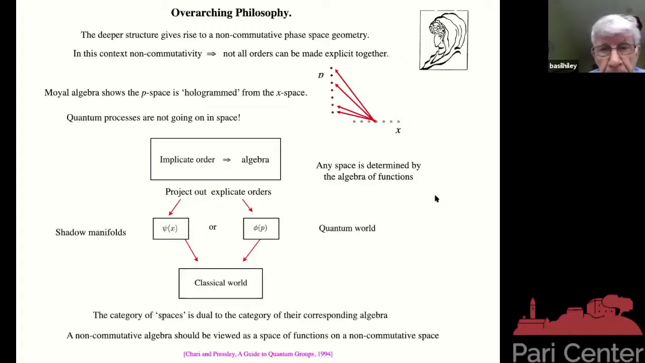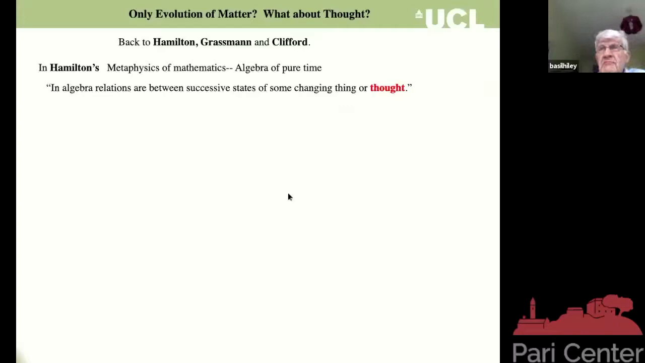Now, this is about matter, but David had much wider views. He was talking about thought, ultimately. And I found it very interesting that when I went back, I think one of the problems with modern people is they don't go back and read what the actual guys who really contributed to their subject were saying. I think there's a feeling, oh, they're old fashioned. But they're not. I mean, in Hamilton, he was talking about the algebra of pure time. Come on, what the hell does that mean?